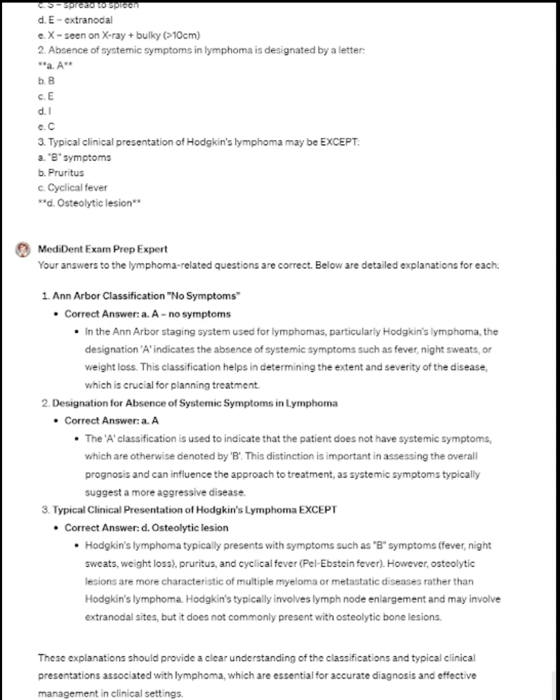This classification helps in determining the extent and severity of the disease, which is crucial for planning treatment. 2. Designation for absence of systemic symptoms in lymphoma. Correct answer, A. The A classification is used to indicate that the patient does not have systemic symptoms, which are otherwise denoted by B. This distinction is important in assessing the overall prognosis and can influence the approach to treatment, as systemic symptoms typically suggest a more aggressive disease.